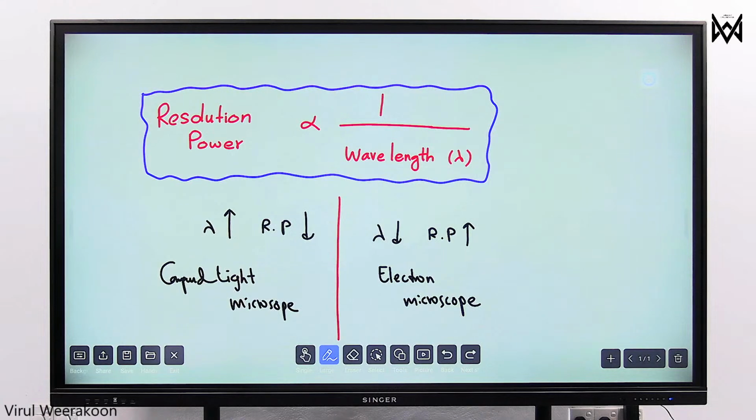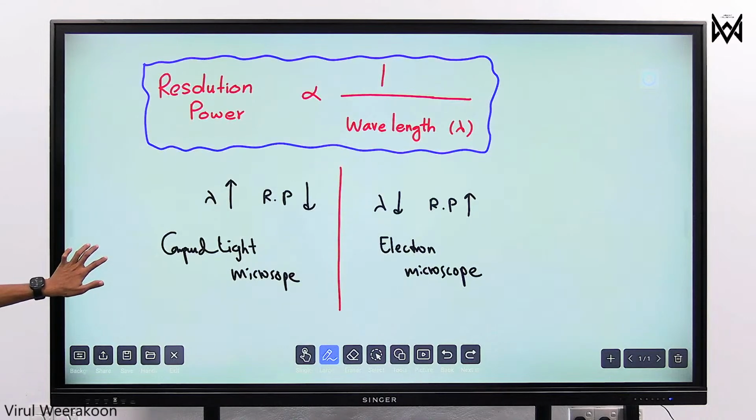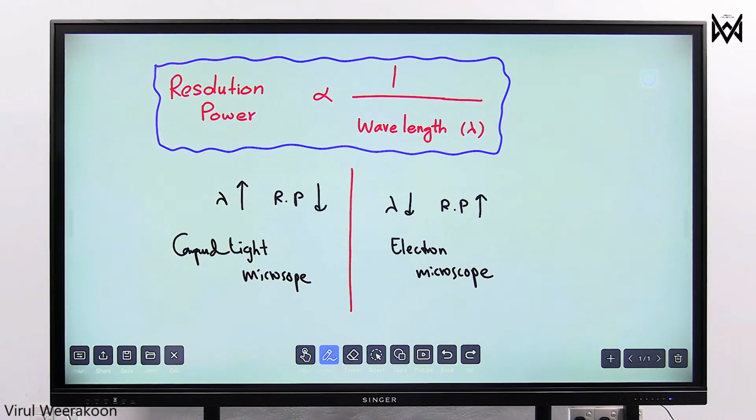Okay, relationship between resolution power and the wavelength. Lambda here for the wavelength, right?